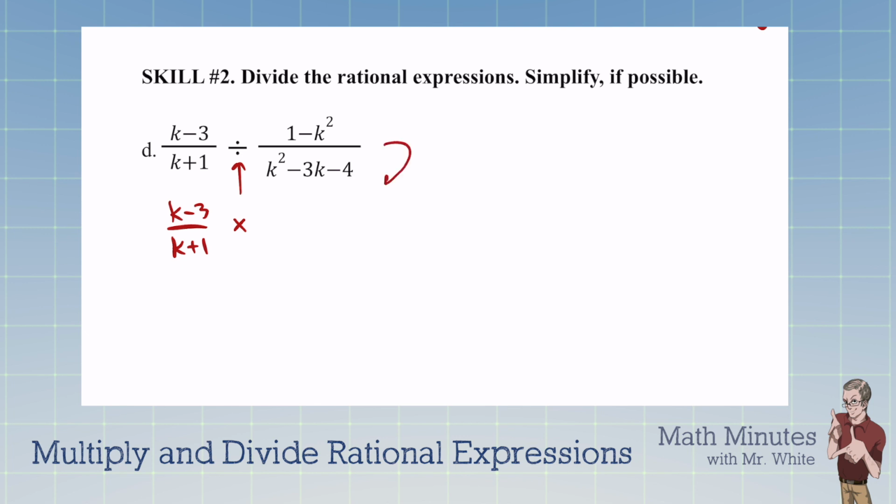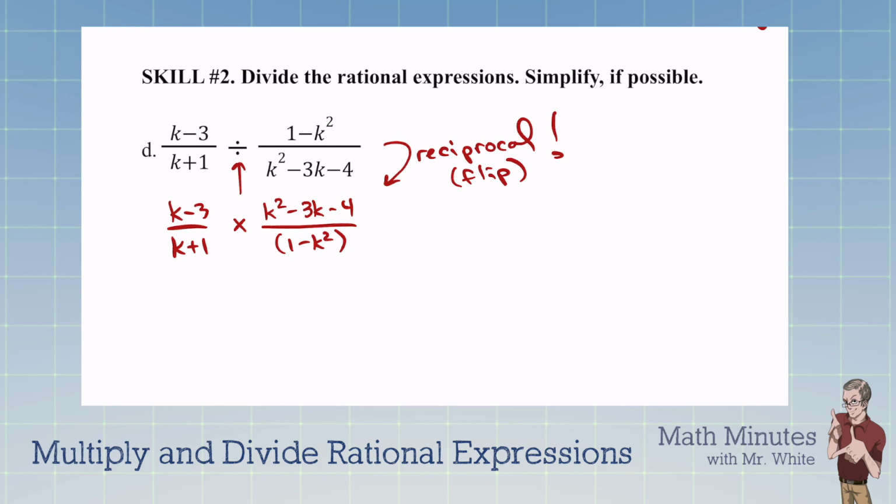All right, so in this first problem, I'll just write this like this. Reciprocal, or we flip. If that word reciprocal doesn't mean anything to you, write flip down. So we get k squared minus 3k minus 4, okay? 1 minus k squared, okay?